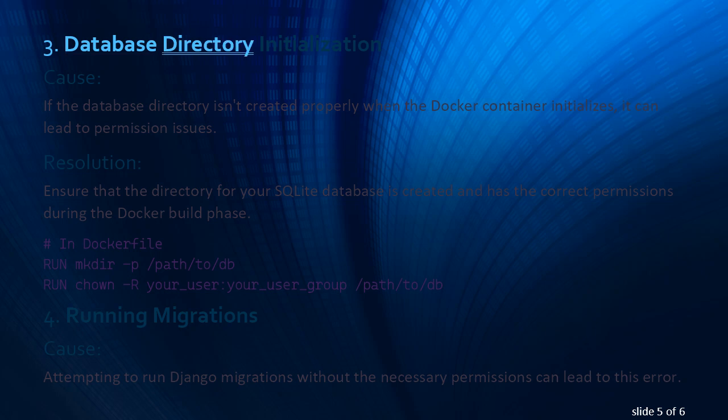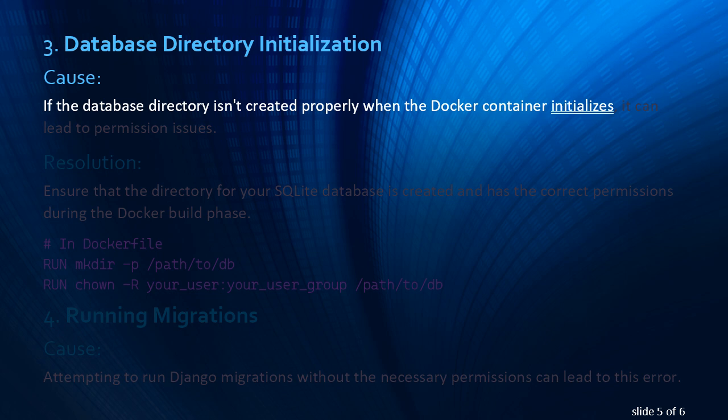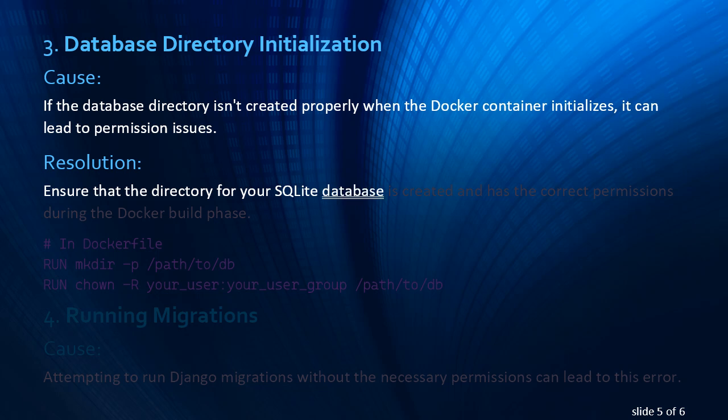3. Database directory initialization. Cause: If the database directory isn't created properly when the Docker container initializes, it can lead to permission issues. Resolution: Ensure that the directory for your SQLite database is created and has the correct permissions during the Docker build phase.